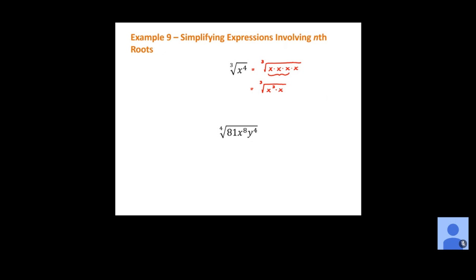Now, the cube root of x to the 3rd, according to our properties, because we're allowed to split this up, becomes the cube root of x to the 3rd times the cube root of x. And as long as that index matches the exponent on the inside, we know that this should just be equal to x. And we cannot take the cube root of x because its exponent is smaller than the index. So we end up with x times the cube root of x, and that is our simplified answer.